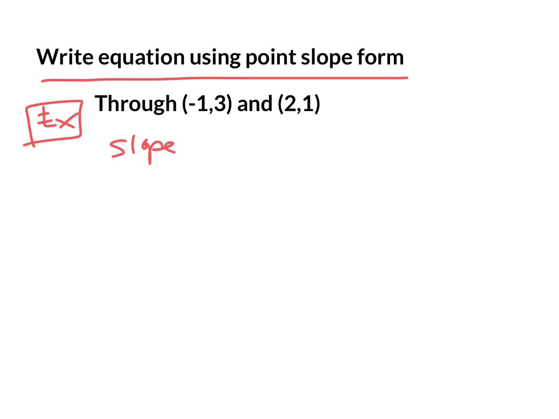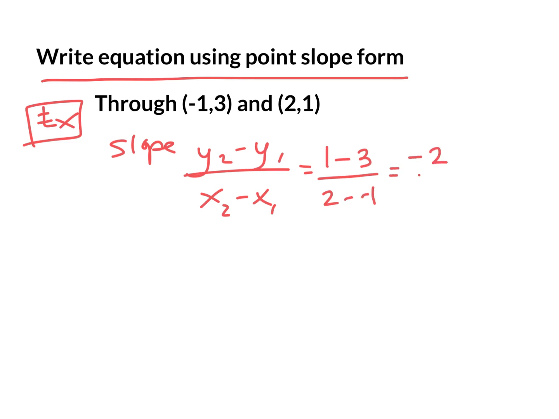So I'm going to do y2 minus y1 over x2 minus x1. All right, that's going to give me 1 minus 3 over 2 minus negative 1. Negative 2 over 3, so remember that minus negative is going to change to a plus here. So my slope is going to be negative 2/3, that's my slope.